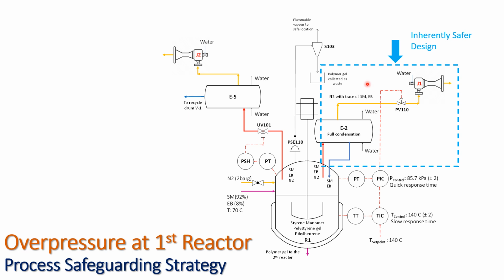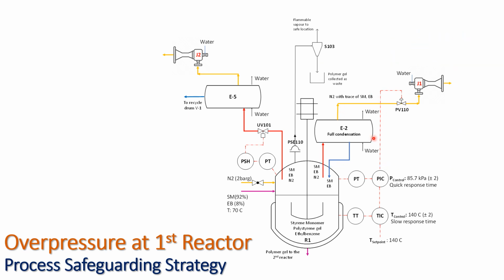The inherently safer design for runaway reaction cannot protect the polymerization reactor against all the overpressure scenarios. The process safeguarding strategies against overpressure cases are as follows. The first protection layer is the basic process control system. In this process, cascade TIC and PIC is used to control reactor temperature and pressure by manipulating pressure valve 110 on the line between the condenser E2 and ejector J1.